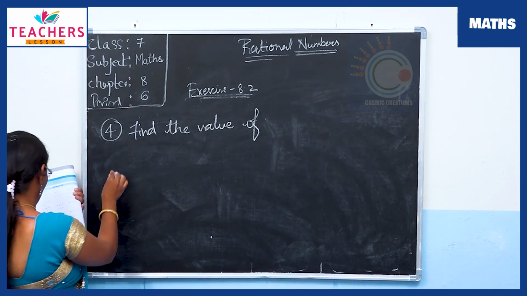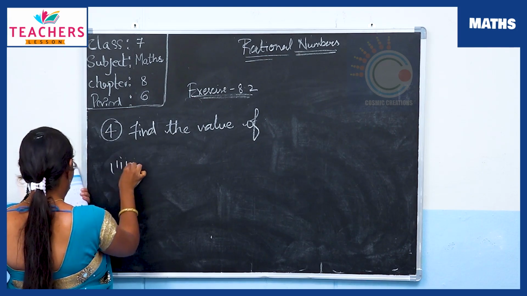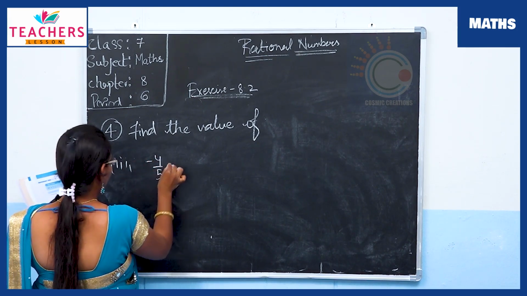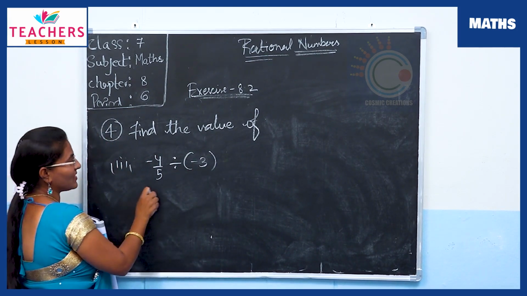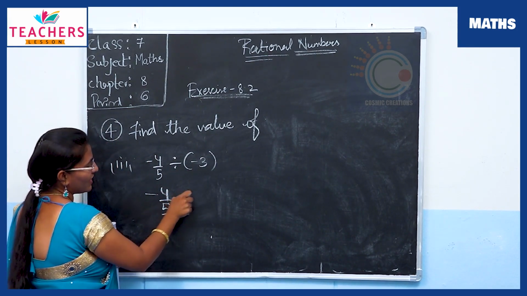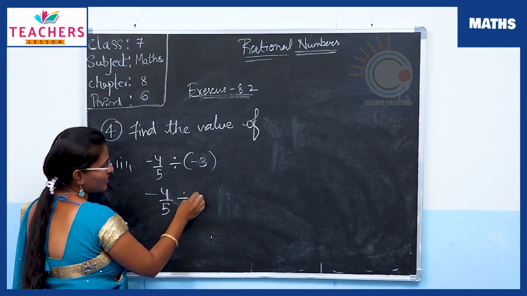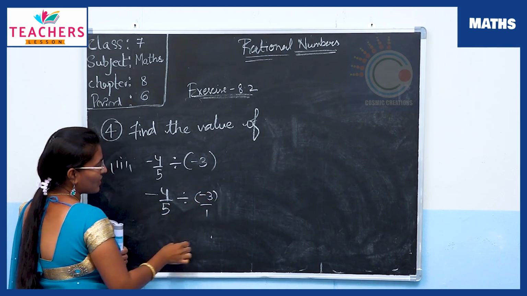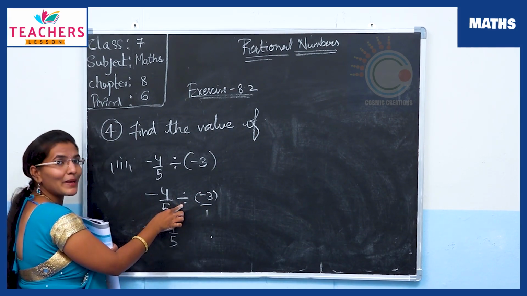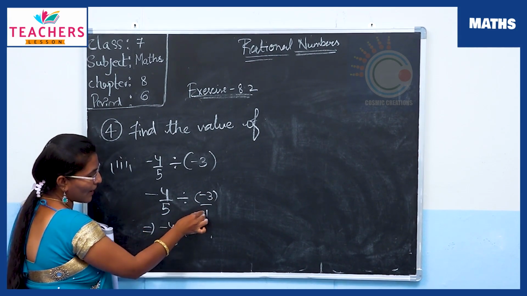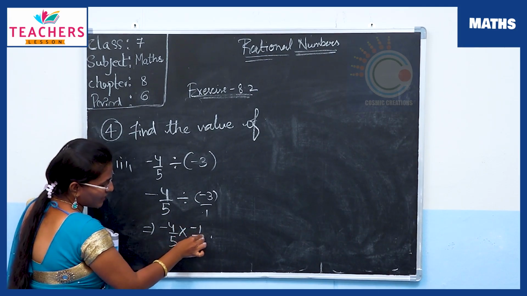Yes. Let's take another problem. Third bit. Minus 4 by 5 divided by minus 3. So now tell me the steps. Minus 4 by 5 divided by, yes, minus 3 is minus 3 by 1, you can take. So what can I do? Minus 4 by 5. Now what do we have to do? Multiplicative inverse. Into what happens? 1 by minus 1 by 3.